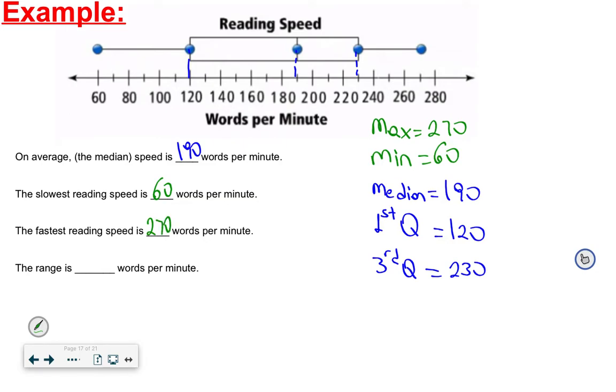And the range is, what is the range, ladies and gentlemen? To be able to understand the range, maximum minus minimum. Range is maximum value minus minimum value, which is equal to 210 words per minute.